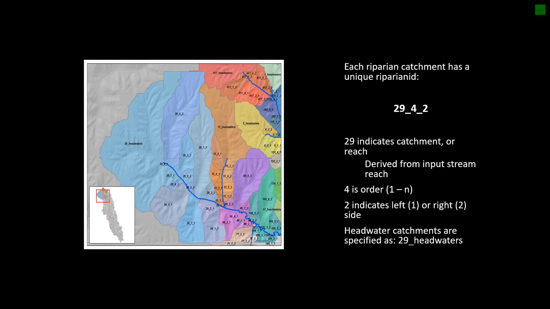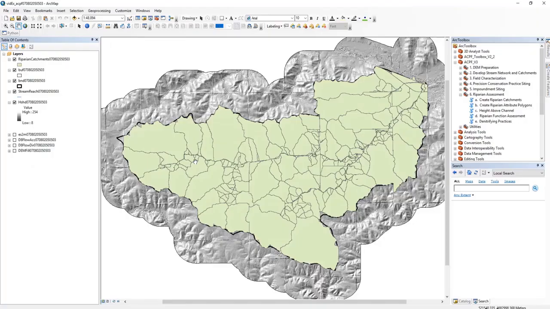The second number indicates the order, and this will be 1 through however many segments that reach has. And the last number can either be 2 or 1. 1 indicates that it is a left side riparian catchment, and 2 indicates it is a right side, and that is looking downstream. Any headwater catchments will be identified by listing the catchment or stream reach ID followed by the word headwaters.